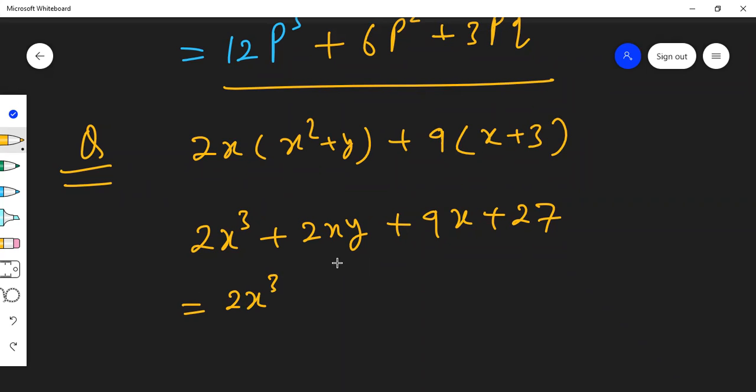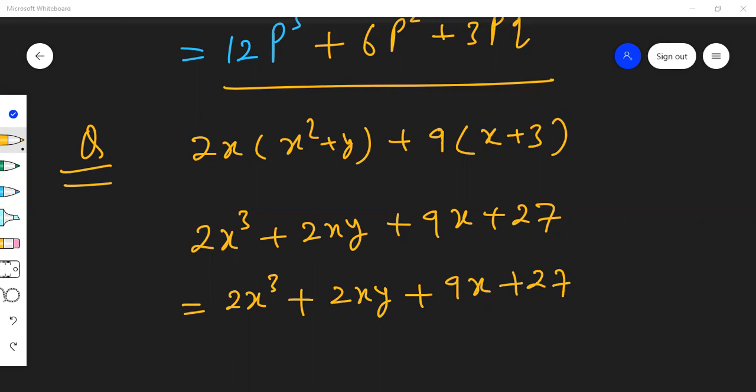And let's see, do we have some terms which are common? We don't see any terms which are common. So 2xy plus 9x plus 27. Had we some terms which are common, we would have combined them. 2x cubed plus 2xy plus 9x plus 27. Yeah, very well done.